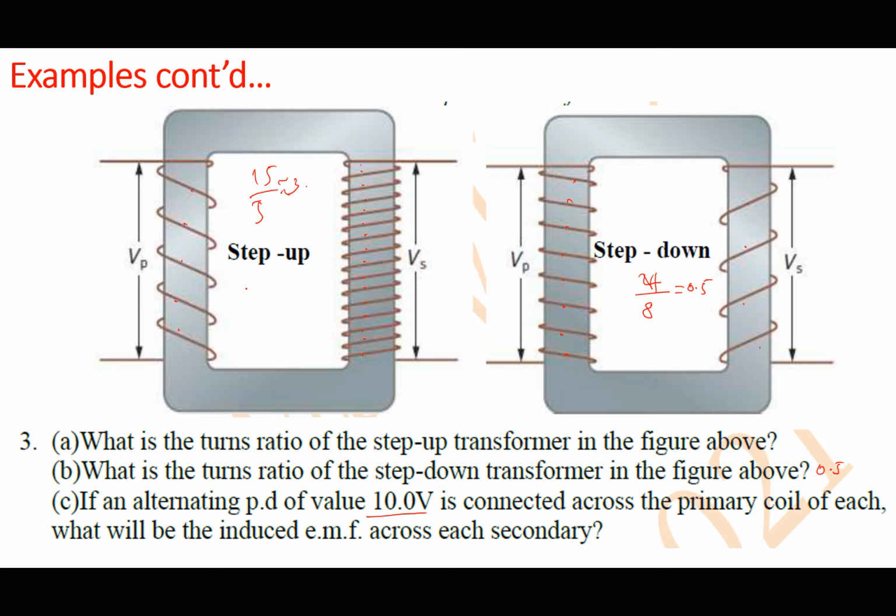The turns ratio, the number of turns on the secondary over the number of turns on the primary, is equal to the voltage in the secondary over the voltage in the primary. So the voltage in the secondary is going to be the turns ratio times the voltage in the primary. So this is going to be 10 times 3, which is 30 volts. And here the voltage in the secondary is going to be 0.5 times 10, because the turns ratio is 0.5 and the input is 10. So this is going to be 5 volts. So you can easily see that this is step down and this is step up.